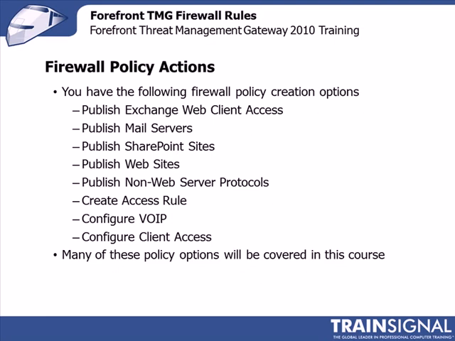In this course, we're going to be talking about a number of different ways that you can create firewall policy actions. And these are all going to be encompassed eventually in the firewall policy, but you see them broken down into things like web access policy and email policy and all that good stuff. You can publish a number of different resources out through Threat Management Gateway, including Exchange information, mail servers, SharePoint sites, websites, and non-web server protocols. For example, you could publish one of Global Mantic's DNS servers out to the internet if you wanted to.